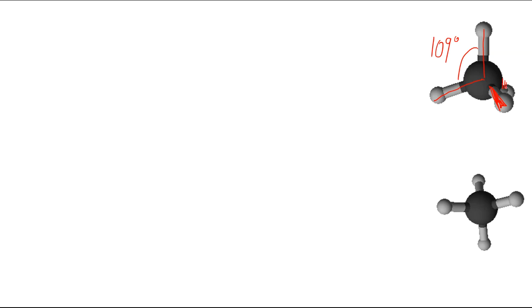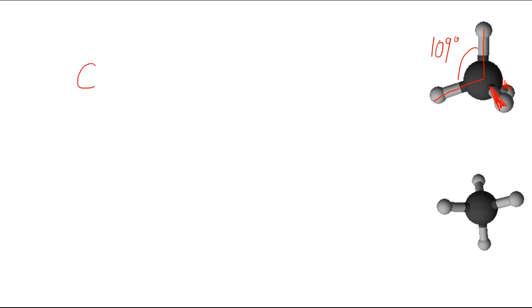And then we have a hashed wedge where the fat end is by the chiral carbon and it disappears off to a point, because that is going away from you behind the paper. So let's draw the enantiomers for butan-2-ol.